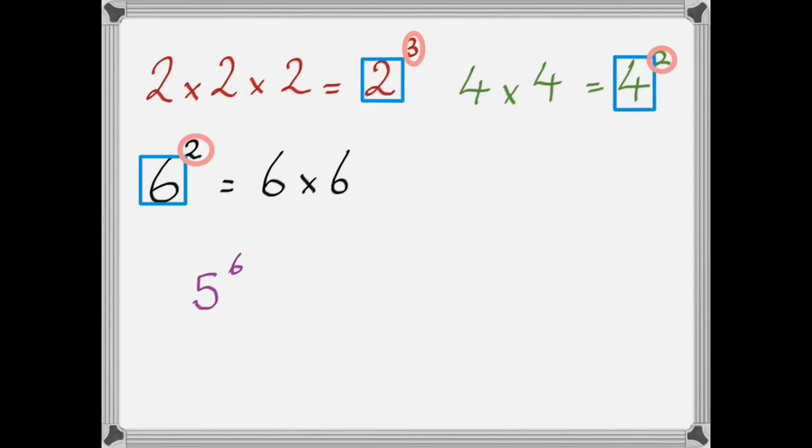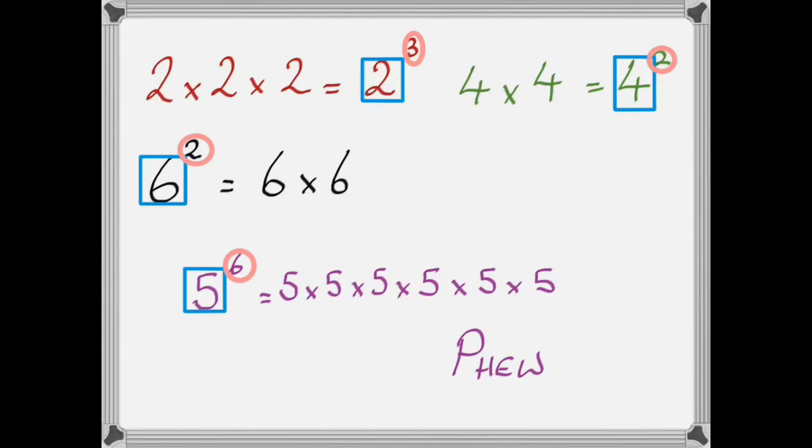Or how about 5 with a little 6 at the top? Well, that means take 5 and multiply it by itself once, twice, 3, 4, 5, 6 times. That is incredibly long-winded. It's so much easier to write 5 and the little 6. It's like notation. It's like a code.